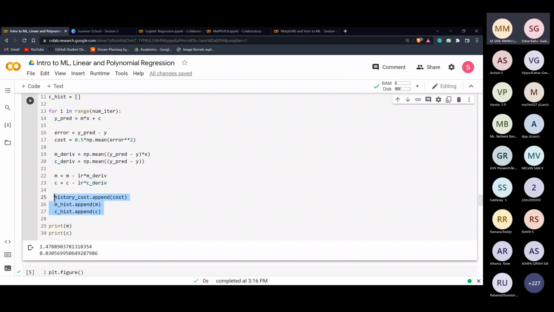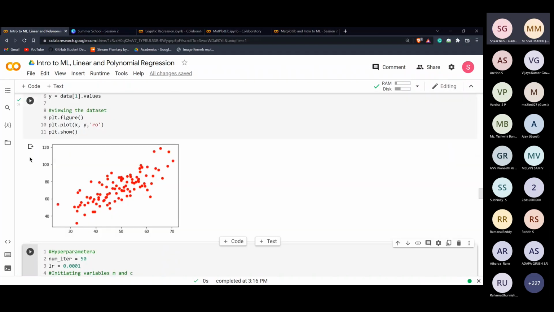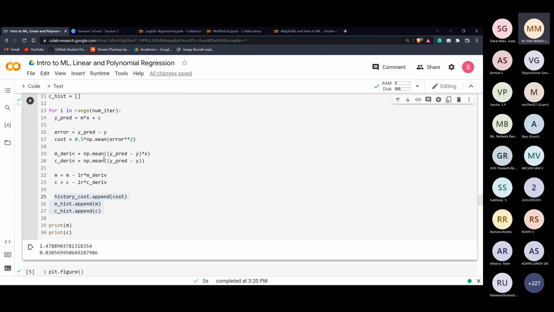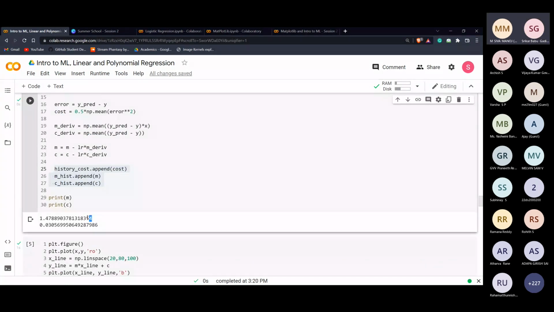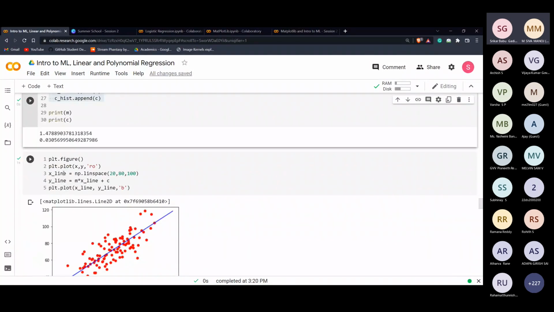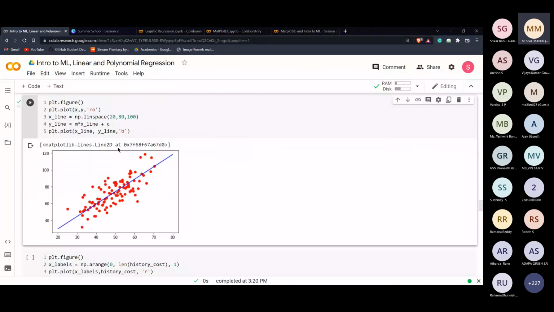I will explain in a bit why I have done this. Let me run this code. It's giving me my m value and my c value. If I plot this function using the plotting functions you learned just a couple of hours ago, this is how my line of best fit looks. This is for 50 iterations and my hyperparameter is 0.001.